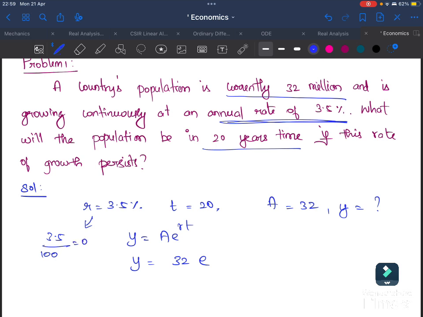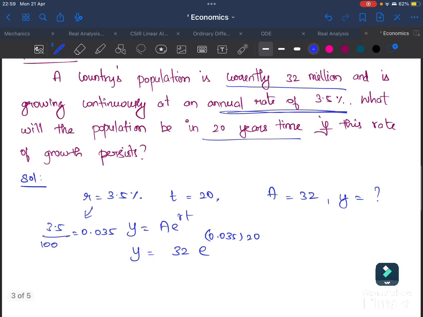So it is 0.035. Yes, 0.035. You should not write R in terms of percentage, you have to convert it into non-percentage form. Okay, so 0.035 into T, which is 20.